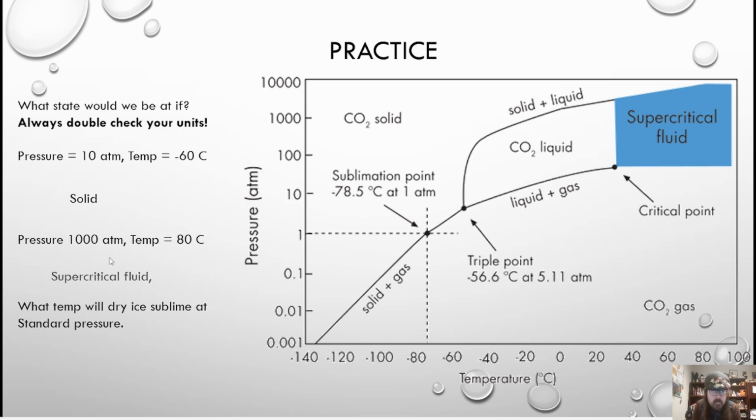And at what temperature will dry ice sublime at standard pressure? That's already given right here. Standard pressure is 1 atmosphere. So dry ice will evaporate at negative 78.5 degrees C. If the temperature is above that, it will start to essentially boil straight from the solid to the gas.